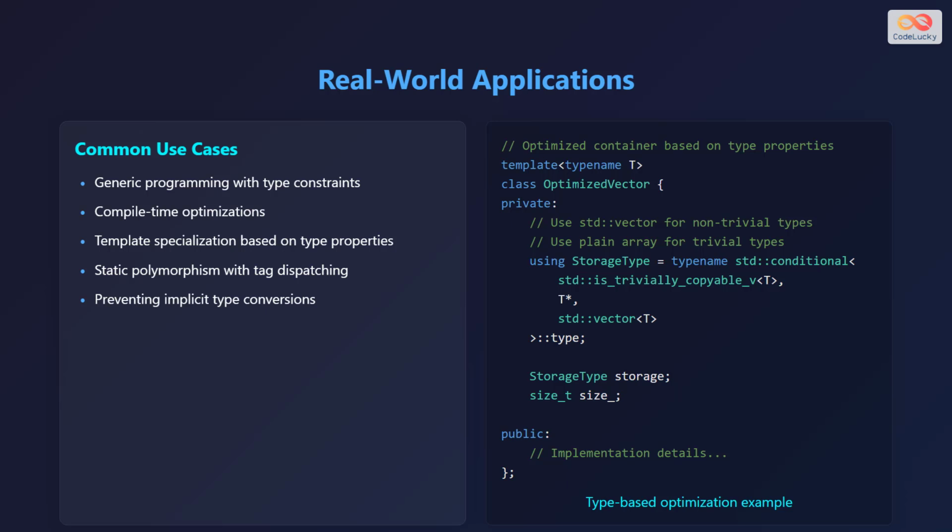For optimized containers based on type properties, consider this example. Define a template class called OptimizedVector. Inside the class, use std::conditional to choose between a plain array and a std::vector for storage, depending on whether T is trivially copyable. If T is trivially copyable, use a plain array, otherwise use a std::vector. This kind of optimization leverages type traits to enhance performance based on type characteristics.